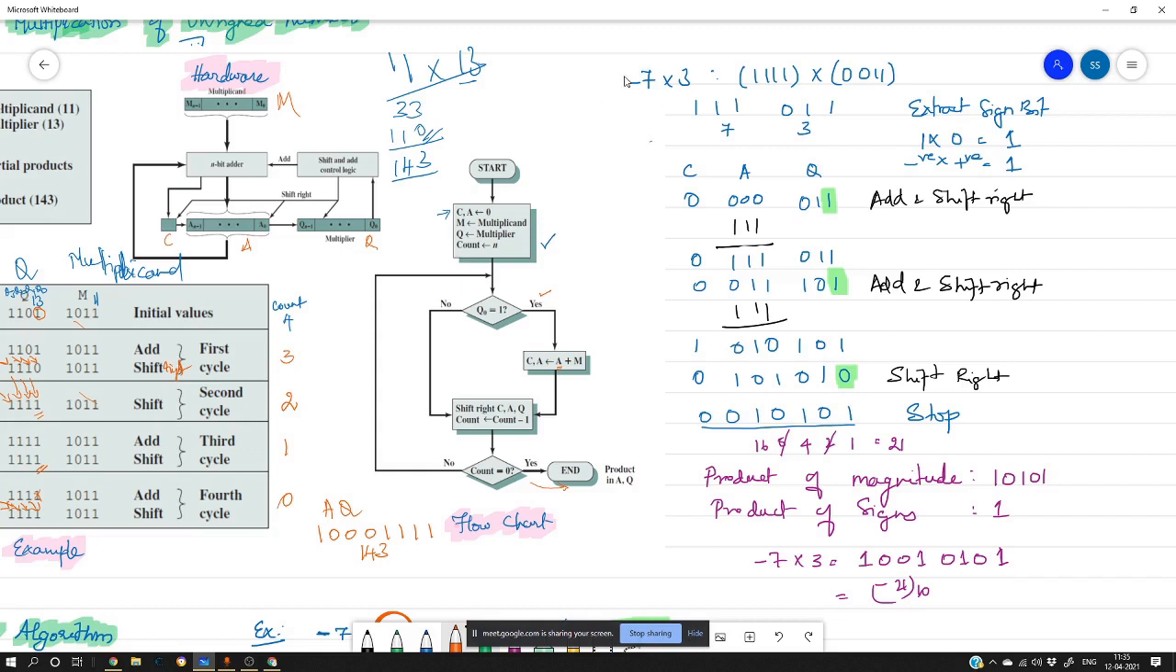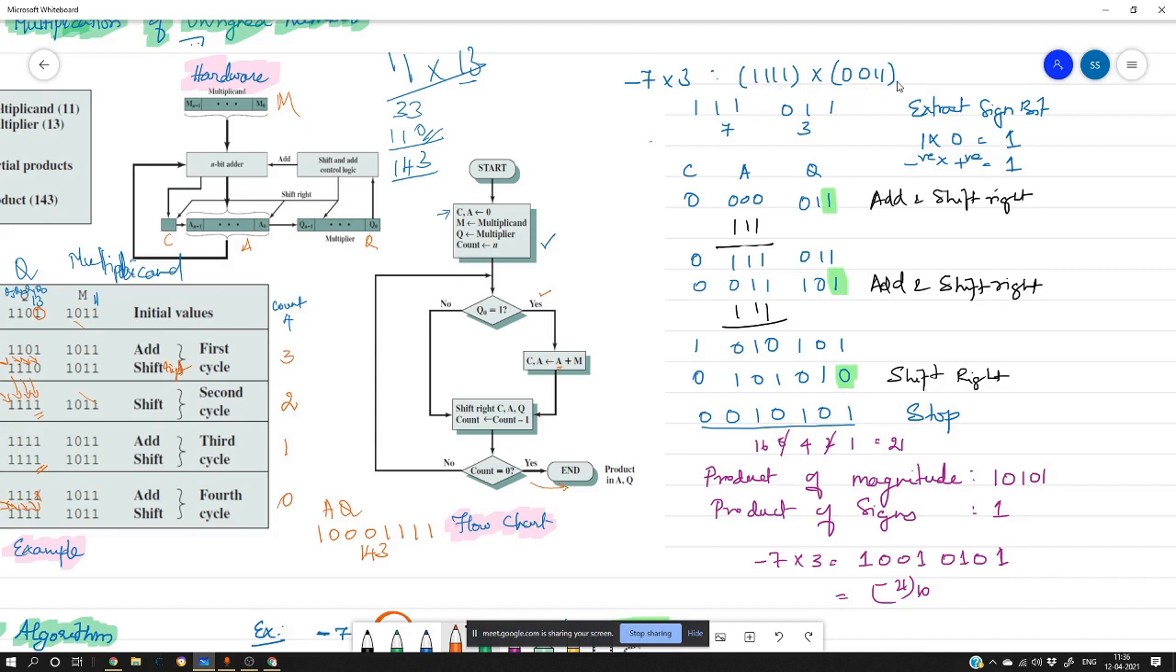You have to apply XOR and find whether they are similar or dissimilar. If they are similar, then you're going to have a positive value. If they are not the same, then you're going to have a negative sign in the product. Now let's see how this multiplication could be done with the signed numbers. So just strip off the sign bits. I've taken only these 3 bits. I've just stripped off the sign bit.